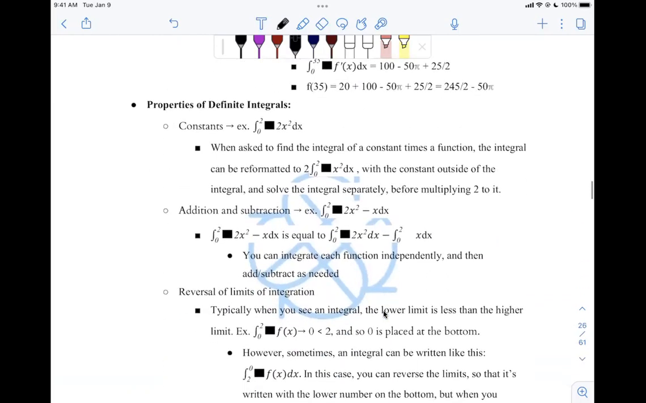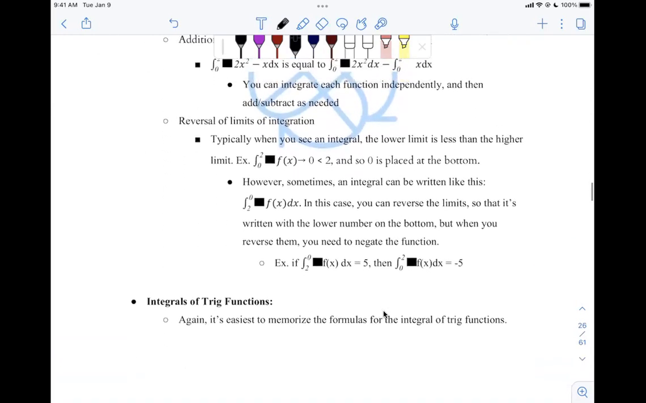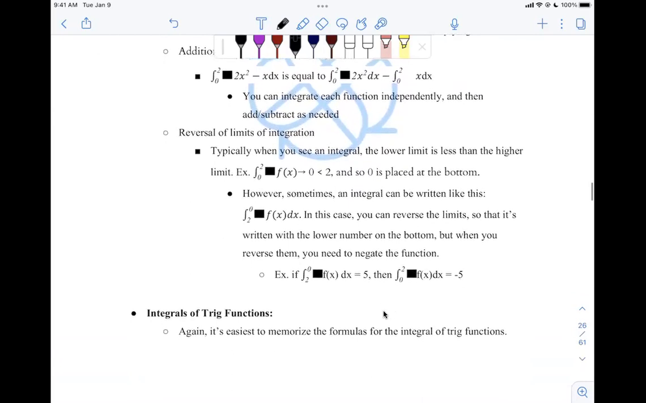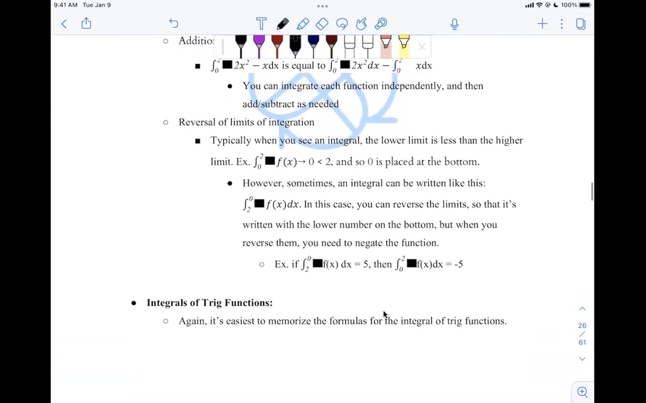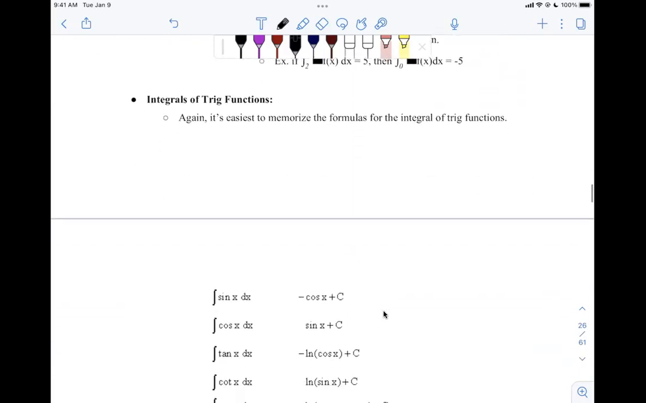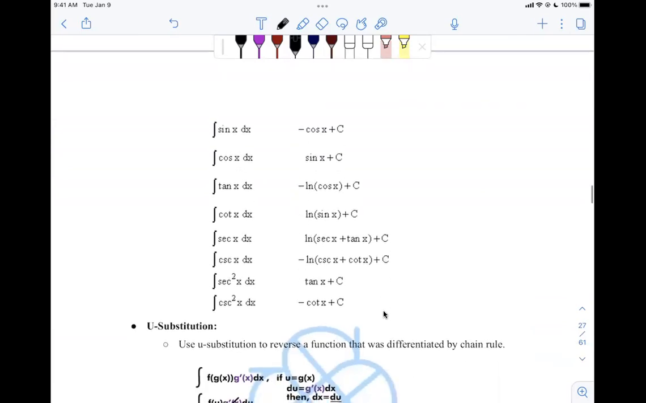A lot of nice properties hold. You can pull constants out of integrals. You can add and subtract them. Products and quotients are not that easy. But if you have something weird, then you want to look for ways to use a U substitution or integration by parts usually. We have a lot of integrals of trig functions, which are good to memorize. I'll leave that up for just a moment so you can copy it down if you want to.